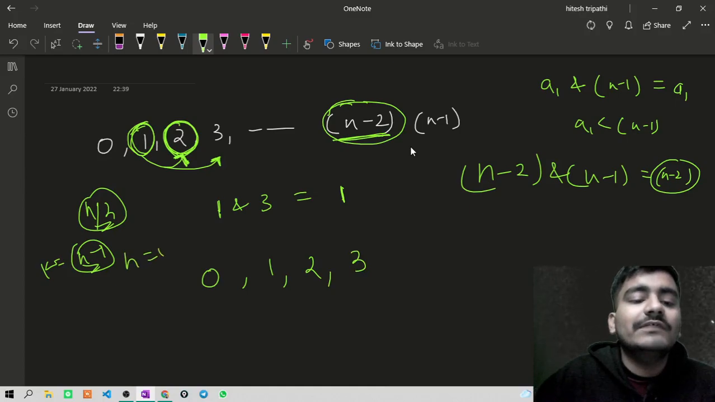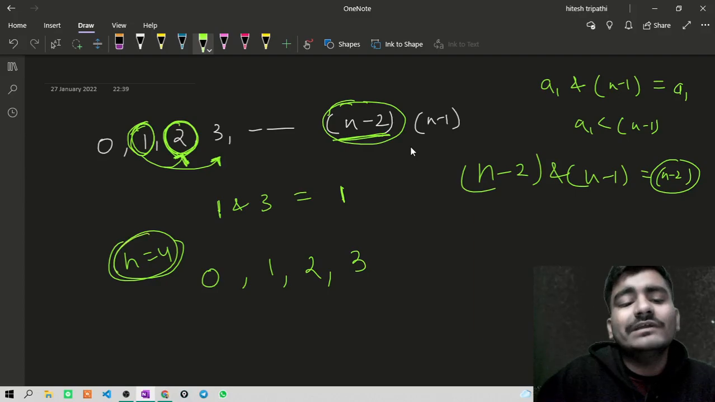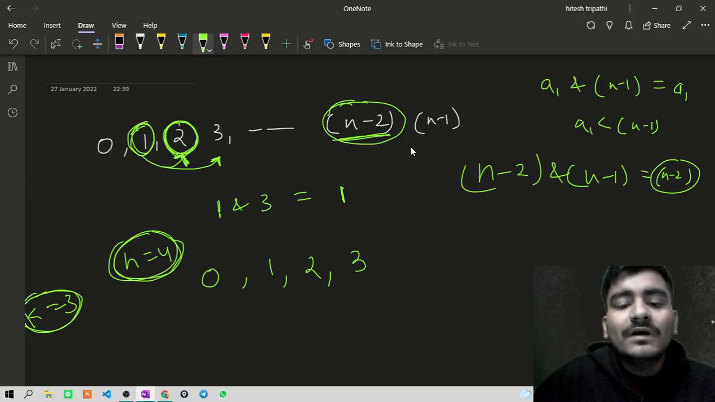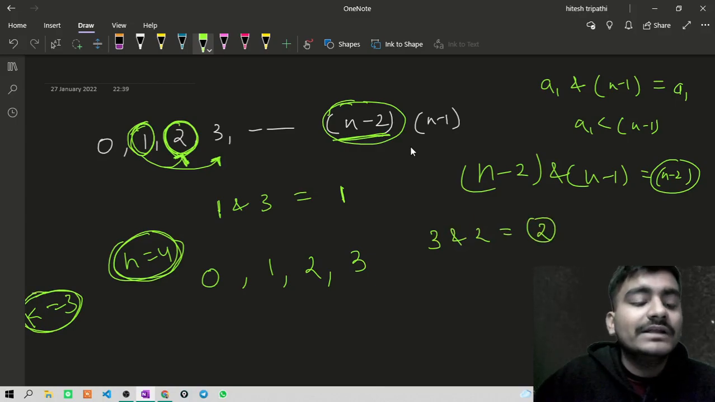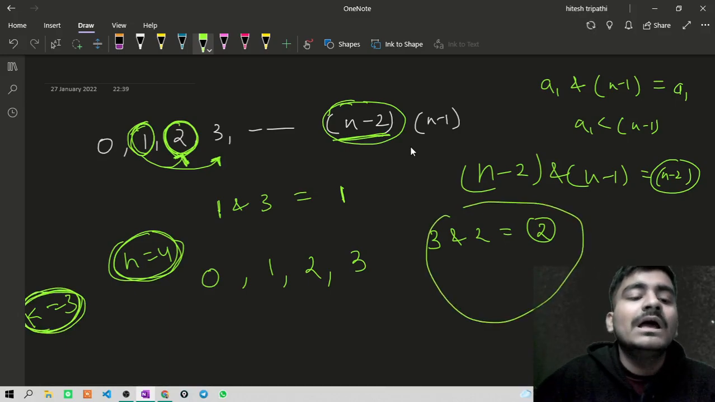Suppose my value of n is 4. Okay, suppose my n value is already 4, and my value of k is 3. Okay, I want a sum of 3. What I will simply do, I will do 3 and 2 and I will get a 2 simply. Okay, I need 1 more to make k equal to 3, or to make the sum of all the elements equal to 3. Okay, I am discussing the case for n equals 4.